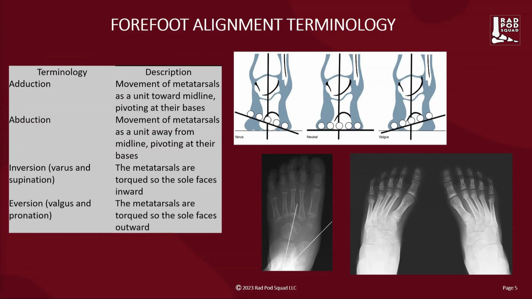When we're looking at varus and inversion and supination, these are all synonyms. Inversion, varus, and supination, where the metatarsals are going to torque, so the soles face inward. So you can see a patient like this, where eventually this inversion, varus, and supination that's occurring is going to have the soles facing each other. Whereas patients who are everted or valgus or pronated, the metatarsals are beginning to rotate that way. They move away from the midline, valgus.